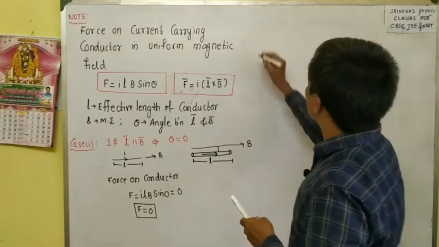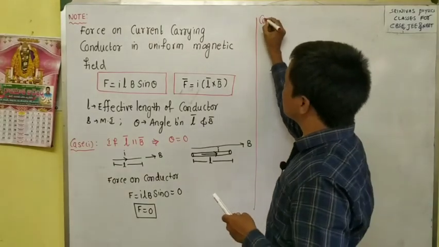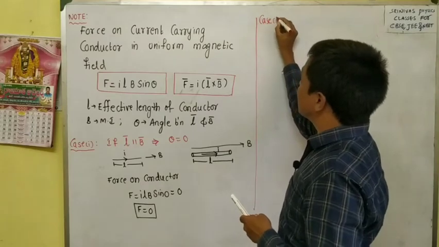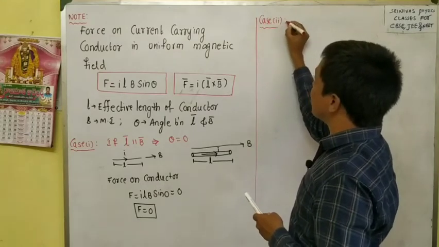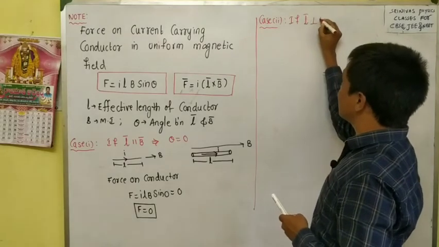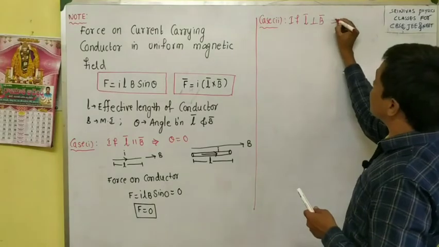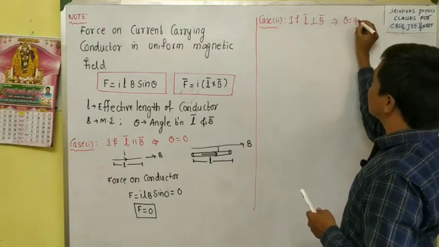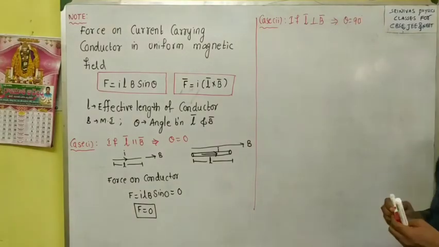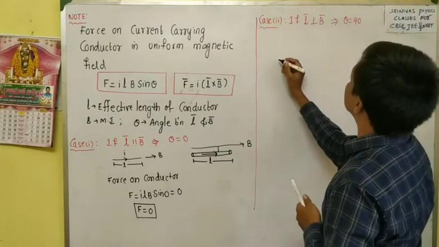And now let us go for one more case. Case 2 is that if L bar is perpendicular to B bar. Let us see, the effective length is perpendicular to B bar, then here we take theta as 90 degree. Then what happens to the force on the conductor?